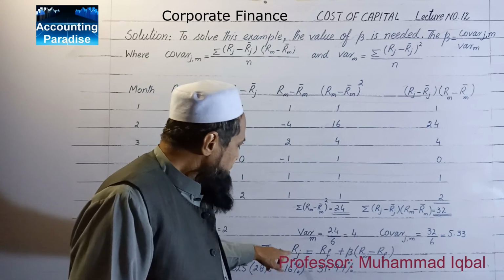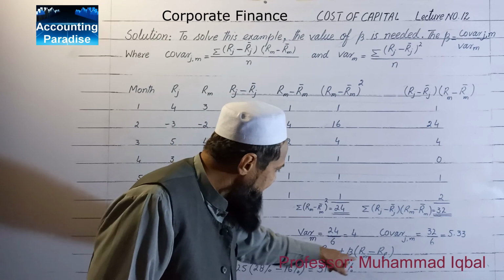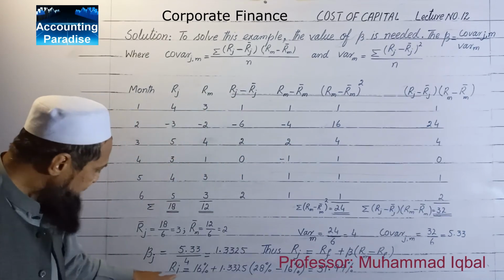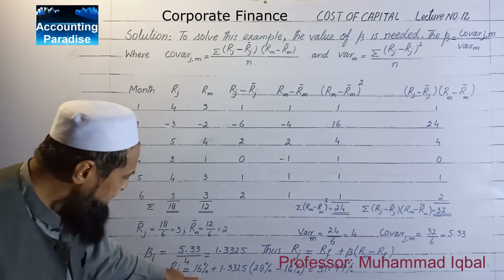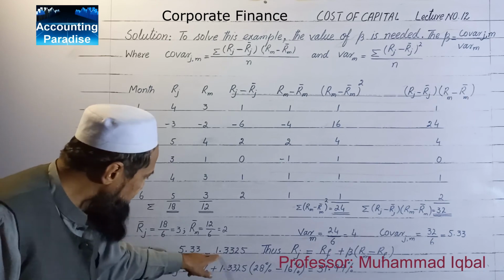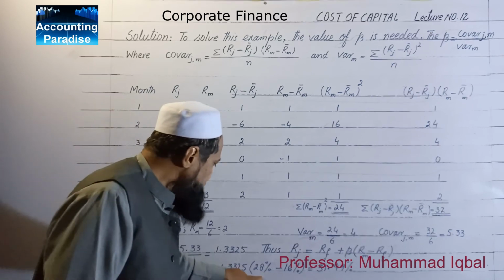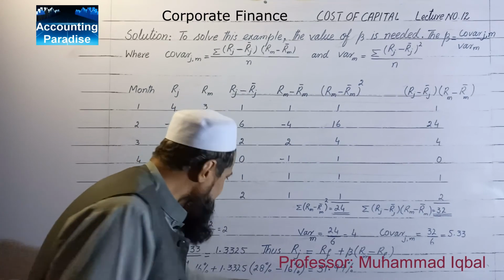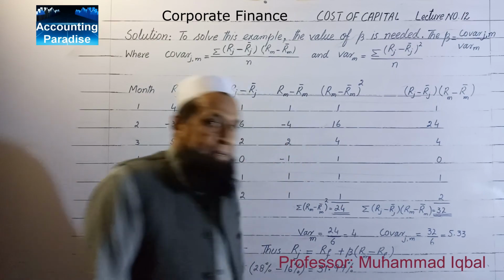Thus, the cost of equity of the security J is equal to Rf plus beta into Rm minus Rf. By putting the values, risk-free rate is 16% plus beta, which is 1.3325, into market rate 28% minus 16%. When we calculate this, it comes to 31.99%.